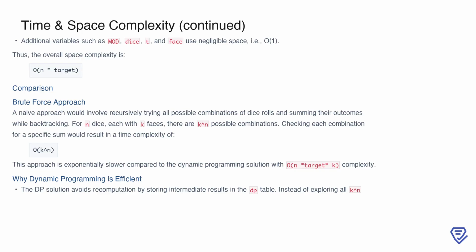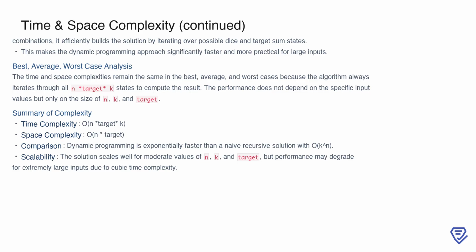In contrast, our dynamic programming solution reduces this to O(n * target * k), by avoiding redundant computations through the use of the DP table. By iterating over dice and target states, the dynamic programming solution constructs the final result efficiently, avoiding the need to explore all k^n combinations. This makes it significantly faster and more practical for larger inputs.